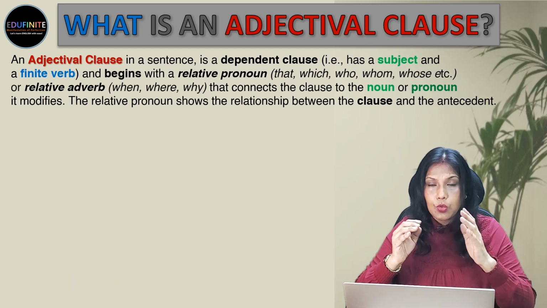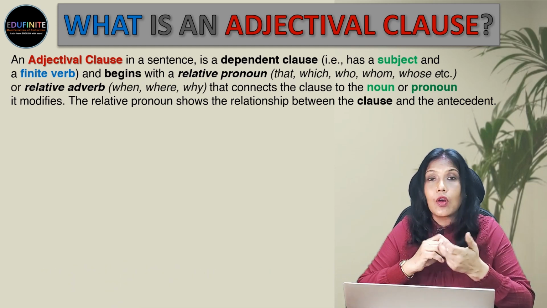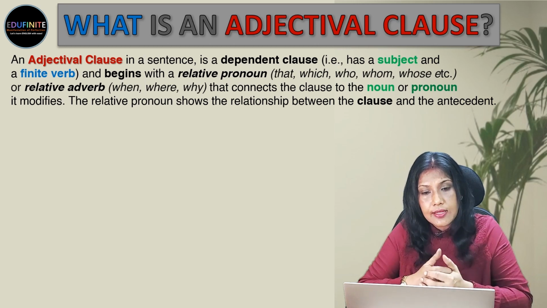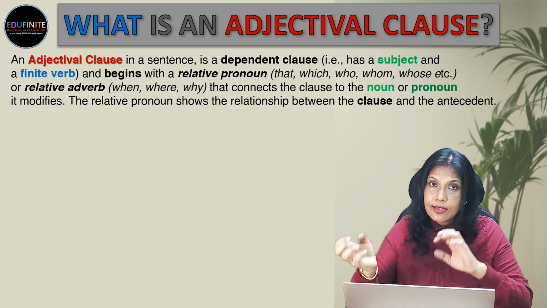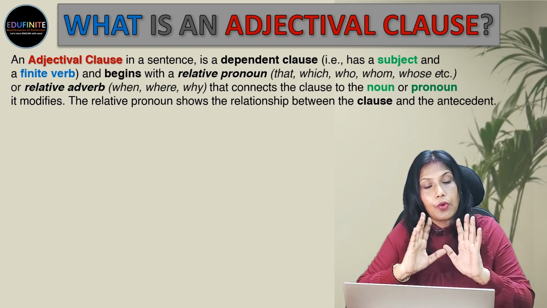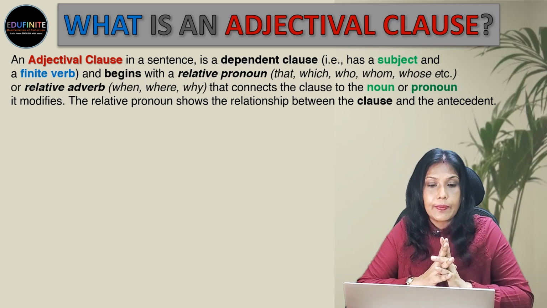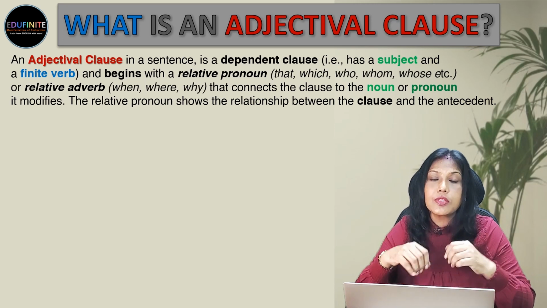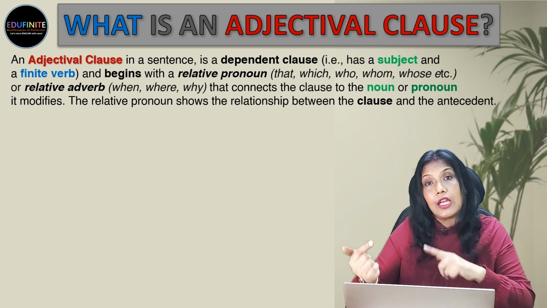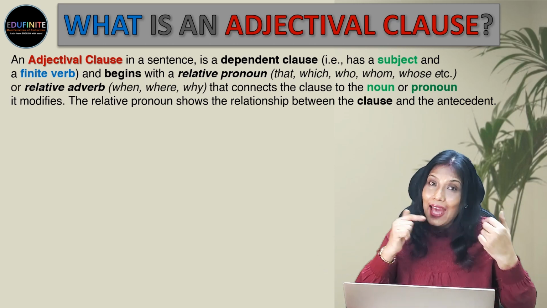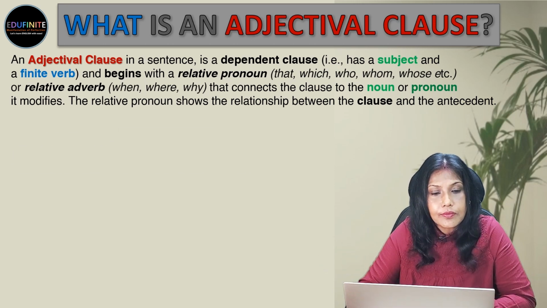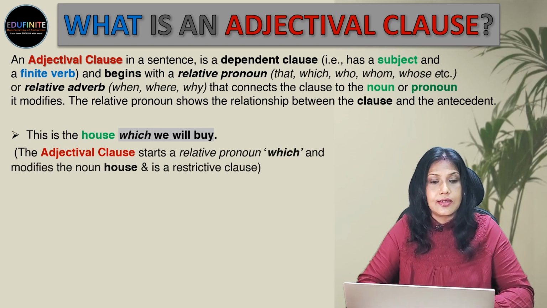And these two, that means either the relative pronoun or the relative adverb with which it begins, connect the clause to the noun or the pronoun it modifies. Now, the relative pronoun shows the relationship between the clause and the antecedent. Now, let's look into some of the sentences.